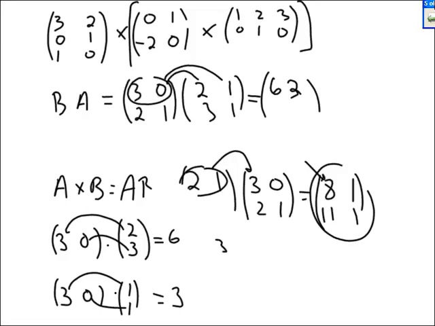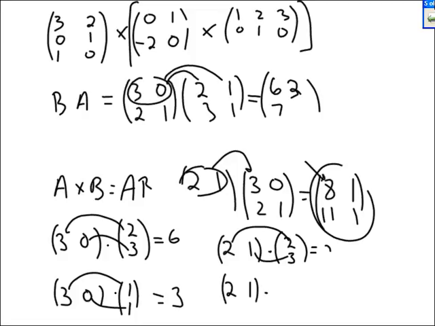Now let's do the second row with each of the columns. Let us do the second row dotted with the first column. We get 4 plus 3 for 7. Second row, first column, I put 7 in. Second row, I dot with the second column. 2 plus 1 is 3. Second row, second column. They're not equal. Matrix multiplication does not commute.